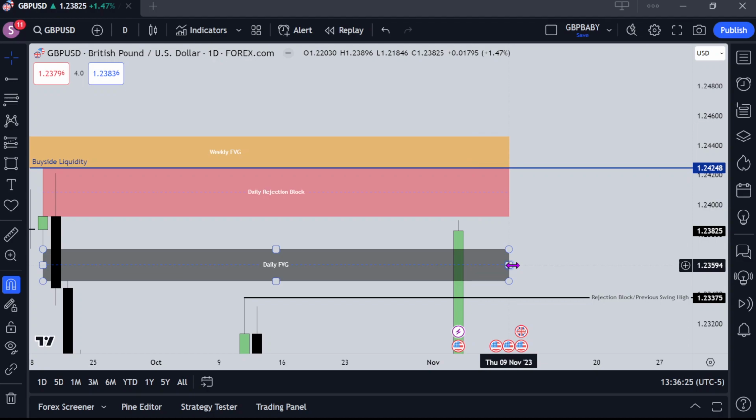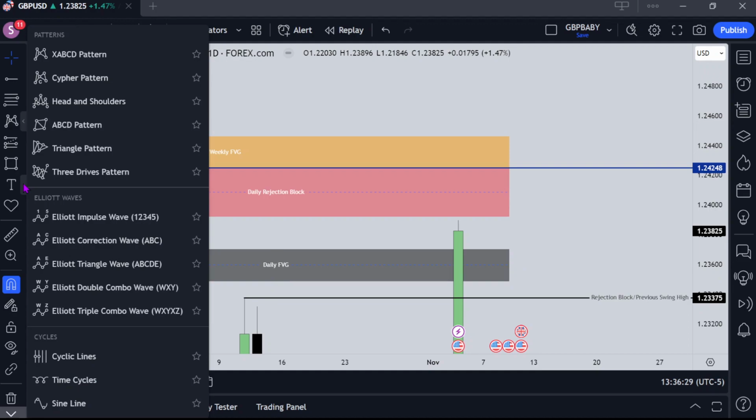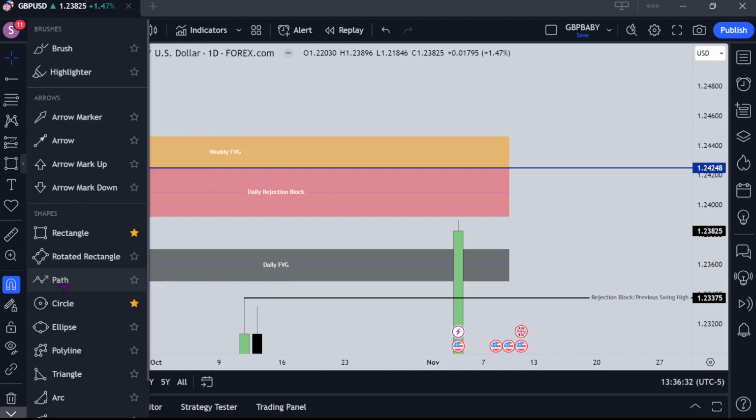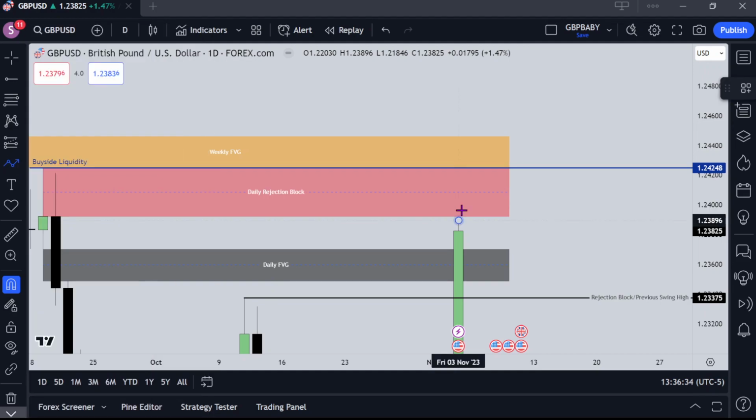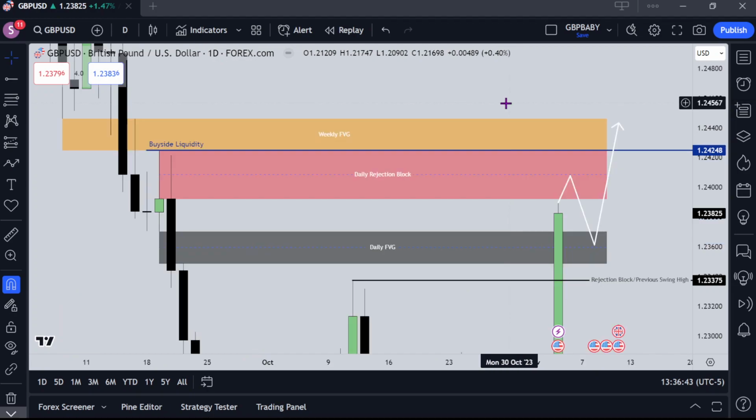Now that probably doesn't make so much sense, so I'm going to quickly draw that out with a path, just to show you what I mean. So I wouldn't be surprised if we traded higher, came lower to that 50% level, and then ran for the buy side. So that's what I want to see happen in the new week.